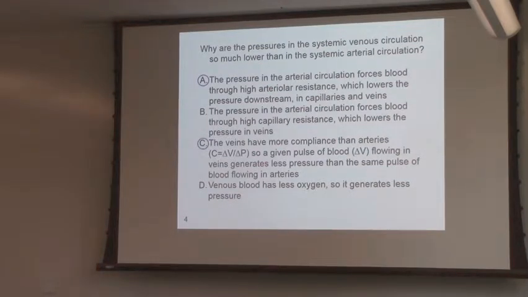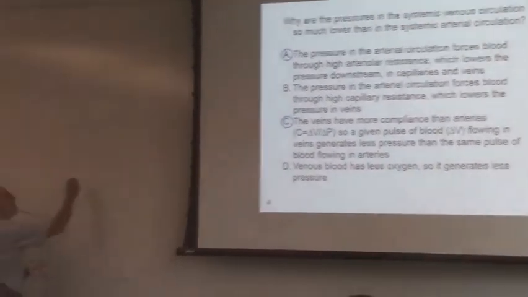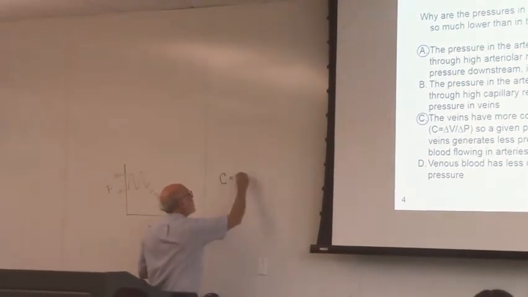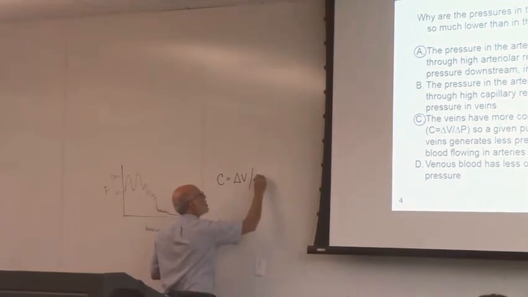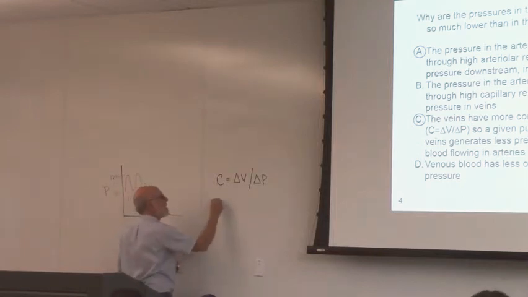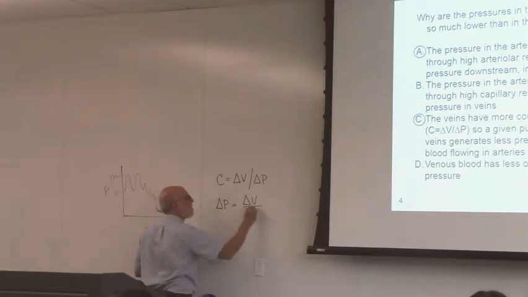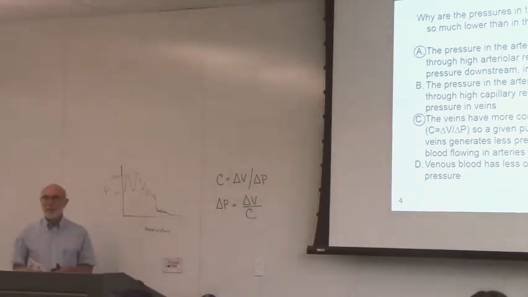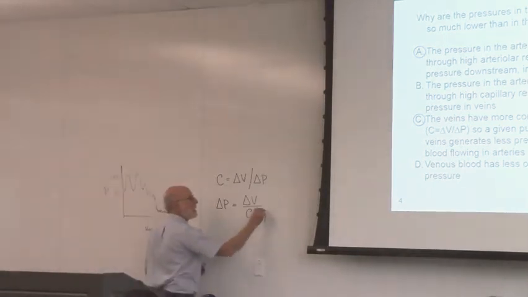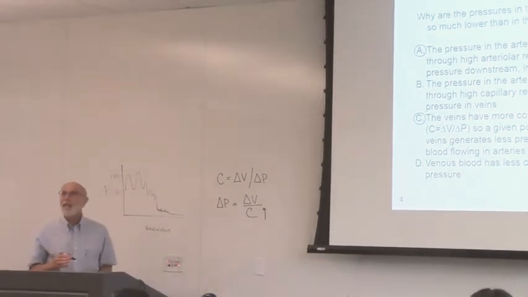So I gave you the equation for compliance. Compliance is equal to the change in volume divided by the change in pressure. So let's rearrange this. The change in pressure is equal to the change in volume divided by compliance. That's a simple rearrangement of that equation. If compliance is big, as I told you it is, compliance is large in the veins.